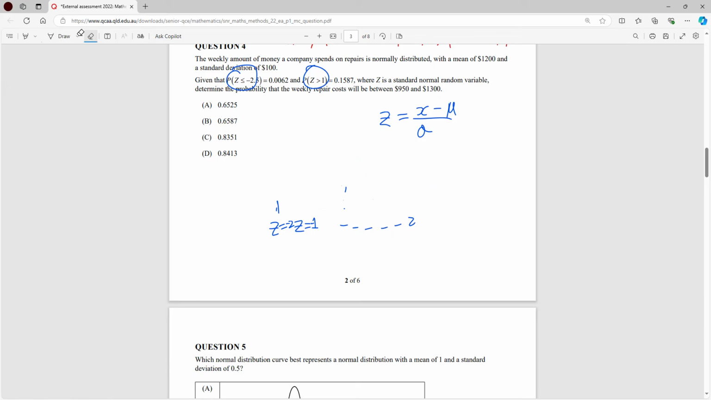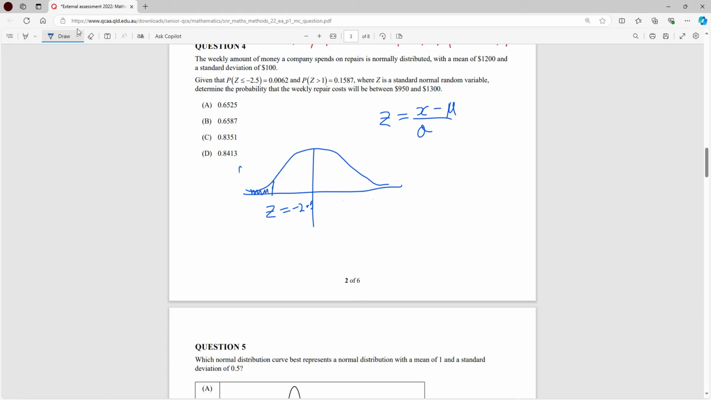We've been given the z-score. So here, this first one, when we have z is less than or equal to -2.5, that is to the left of your curve, okay? So here, if I were to draw it like this, this is about when z equals -2.5. So this is the area it's talking about. This is the 0.0062. Does that make sense? Hopefully it does. And here, this is when the z-score is greater than 1. So here, the z-score is 1. And this here is 0.1587.